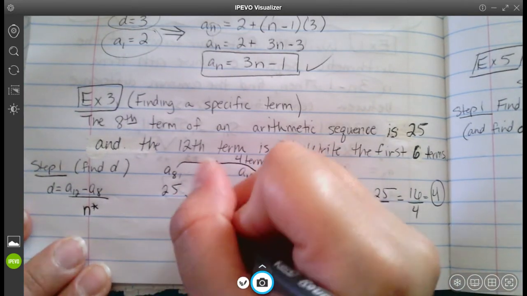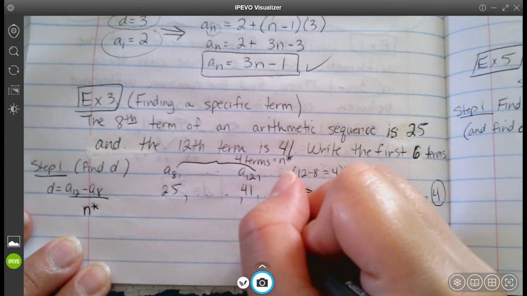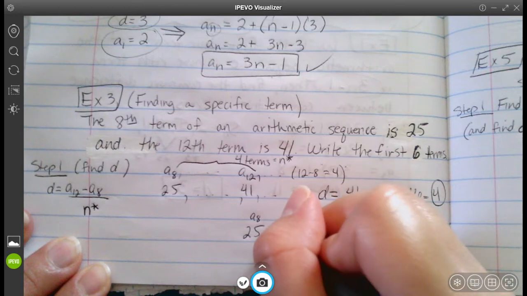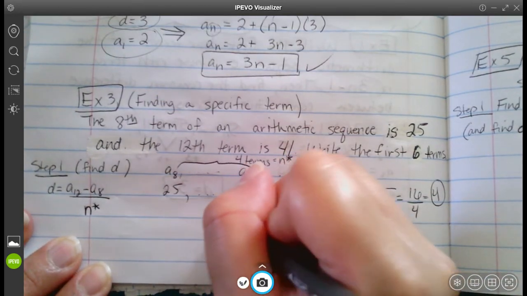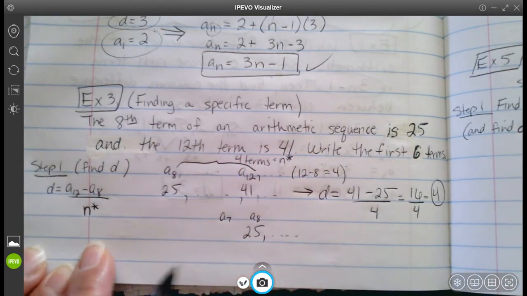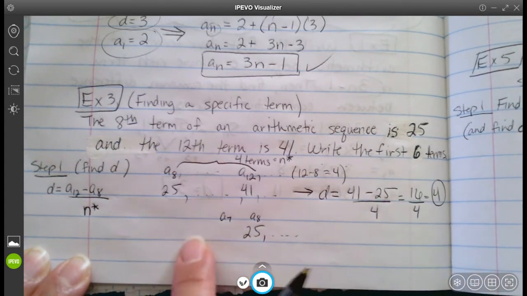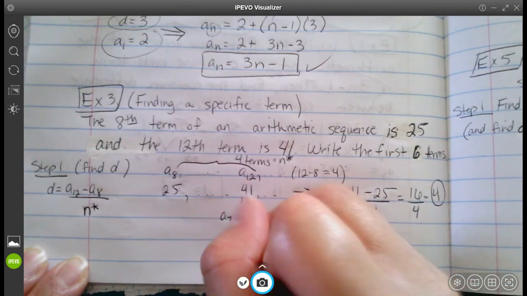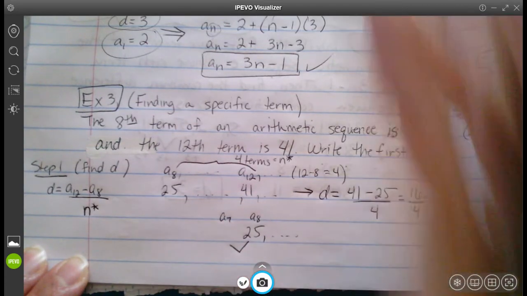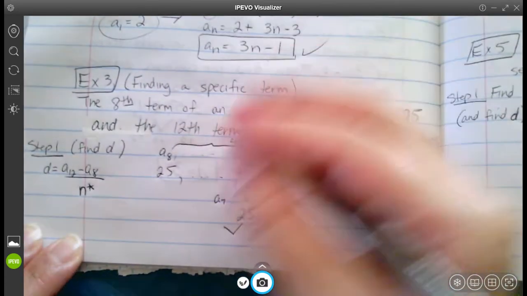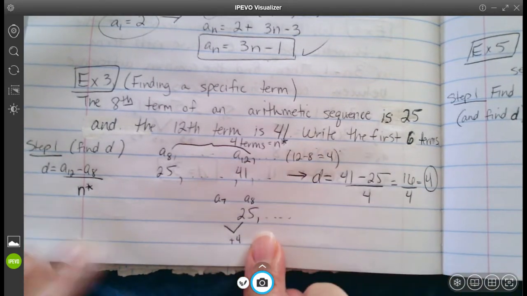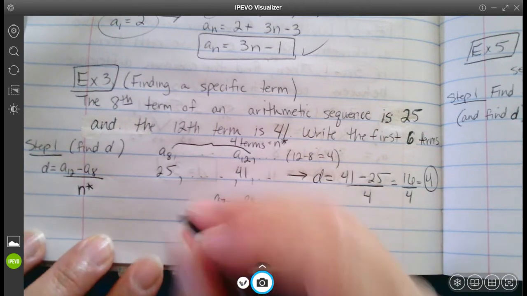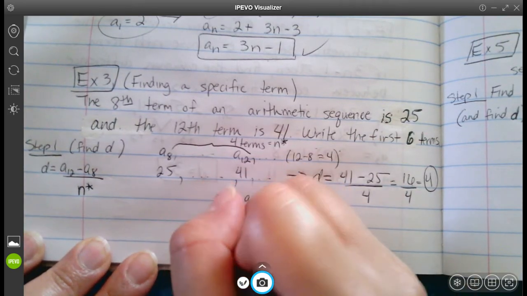So let's do it this way. I'm going to rewrite this and put 25 right here. Remember, this is a sub 8. I know it goes on, and I'm going to find the ones before it because I want the first 6 terms. So I'm going backwards with this one. Since the difference is positive 4, going backwards you have to subtract 4. But I'm going to write it with a plus: what plus 4 is 25? Well, 21 plus 4 is 25. Okay, and then I move on.